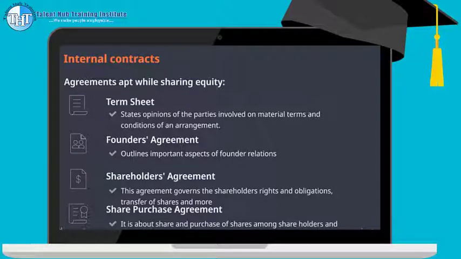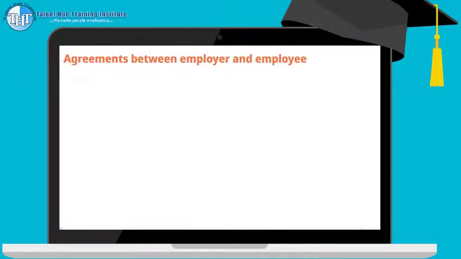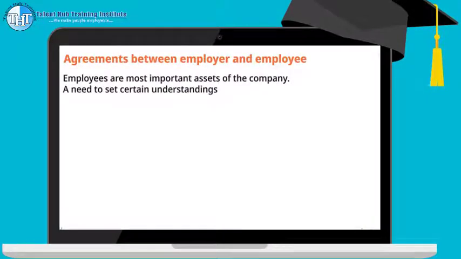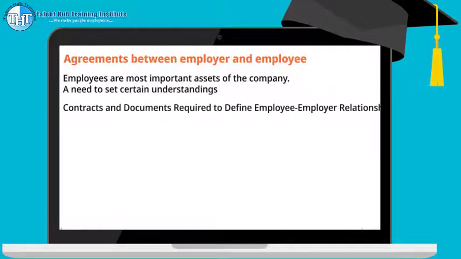Employees these days are considered the most important assets. As you hire your key employees, it is important to set certain understandings. You need to be very clear on these, and let's look at some contracts and documents which will help to transparently define the employer-employee relationship.